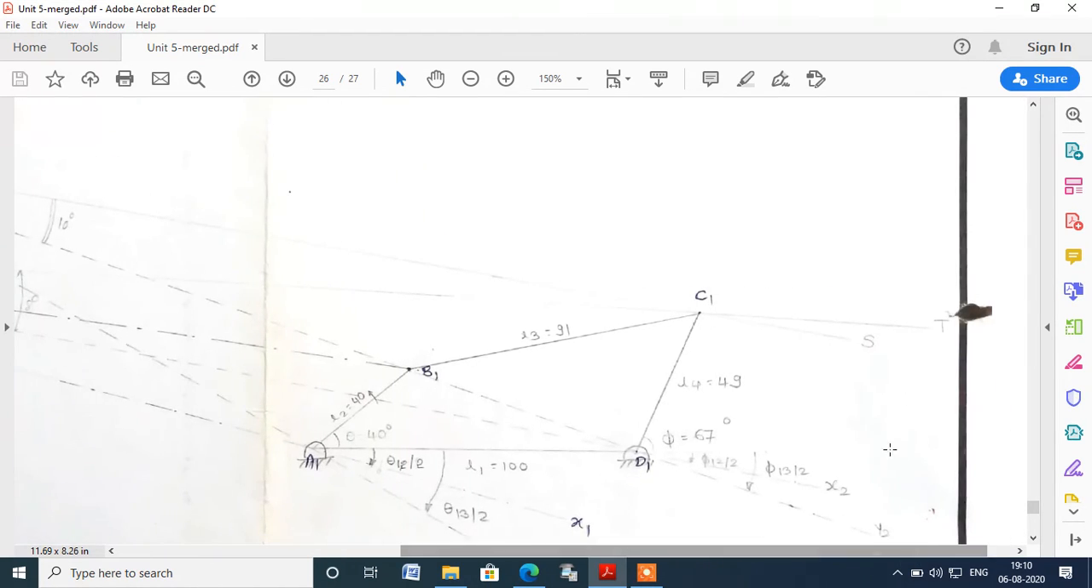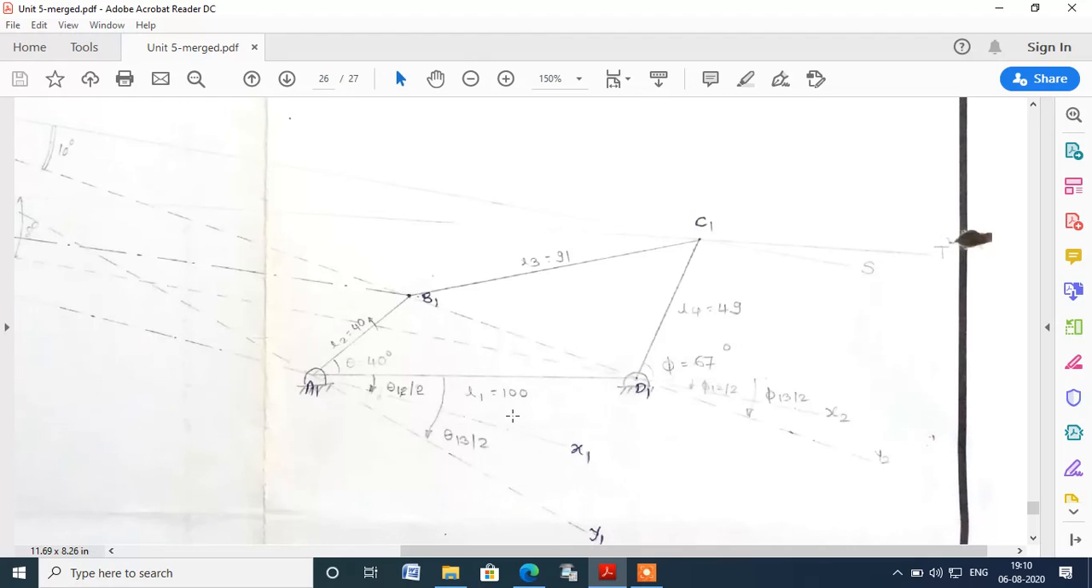I have given here s and t. So these two lines, r2 s and r1 t, meet here, so mark that intersection point c1. So we got the point of intersection c1. Join b1 c1 and c1 d1.